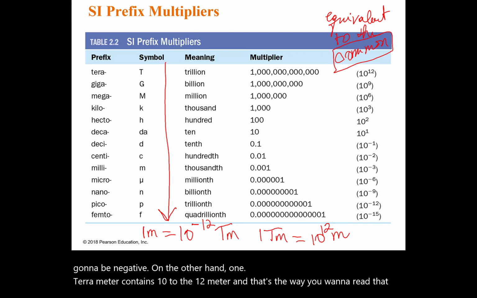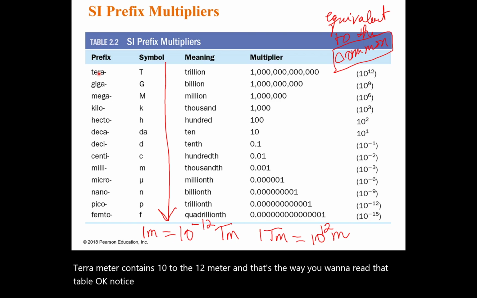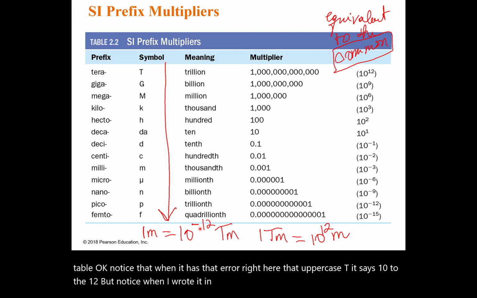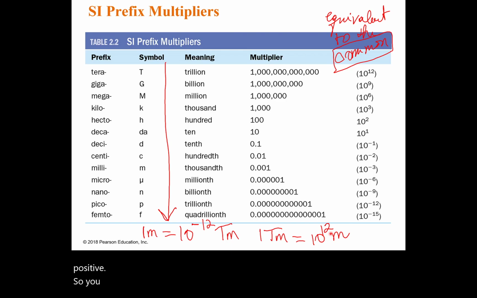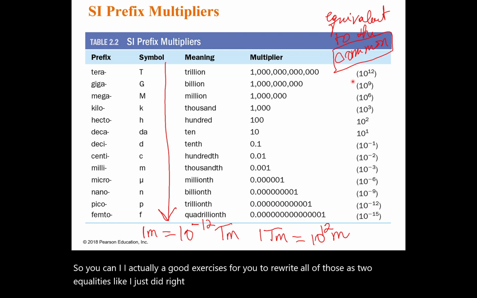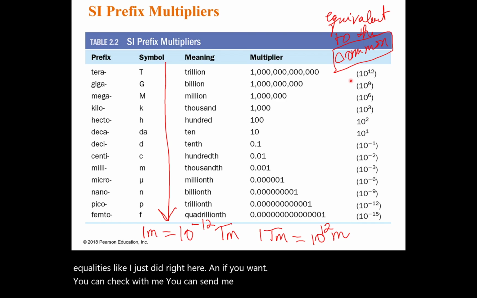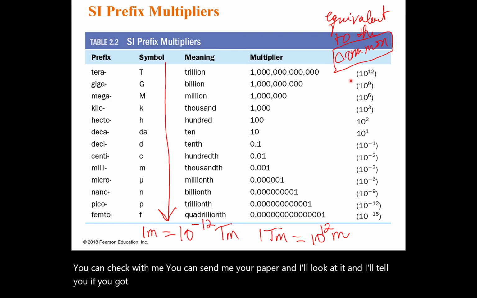Okay? Notice that when it has the tera right here, that uppercase T, it says 10 to the 12. But notice when I wrote it in terms of going from smaller to larger unit, my exponent was negative. Going from a larger unit to a smaller unit, my exponent is positive. So a good exercise is for you to rewrite all of those as two equalities like I just did right here. And if you want, you can check with me. You can send me your paper and I'll look at it and I'll tell you if you got it correctly or not.